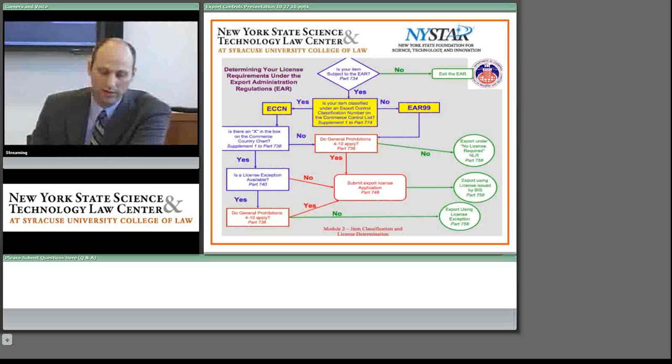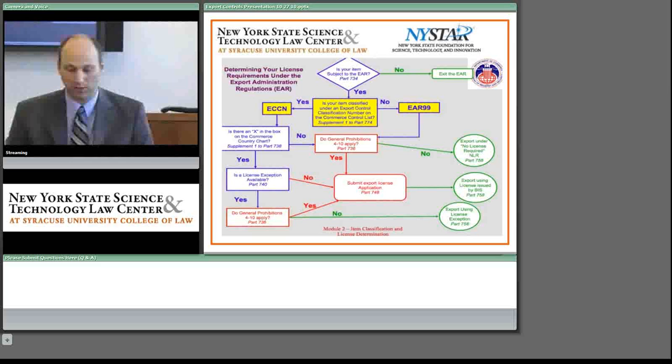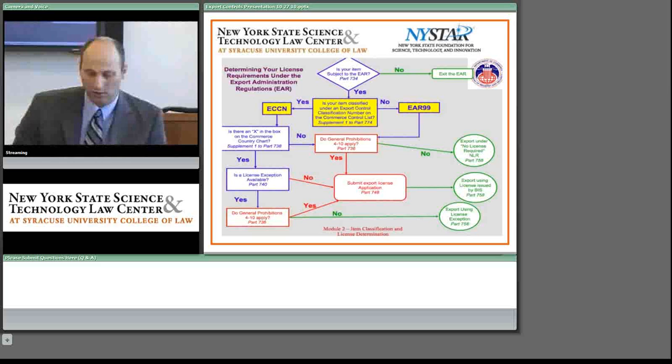If you do have an ECCN, you'll need to consult the Commerce Country Chart and determine whether the reason for control for that item and the country in question has an X in the box or not. If there is an X, you may need a license or a license exception might apply, or if the answer is no, you do not need a license and you can freely export. And if you do have a license exception, again, you need to be mindful of General Prohibitions 4 through 10. But in general, most exports can pass through without a license.